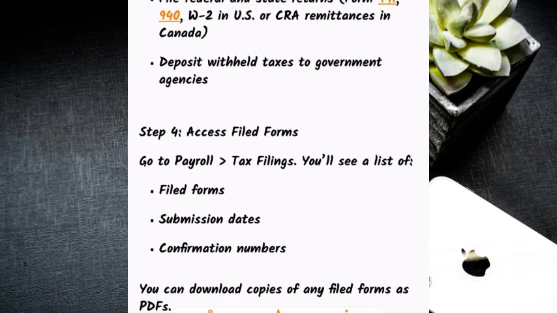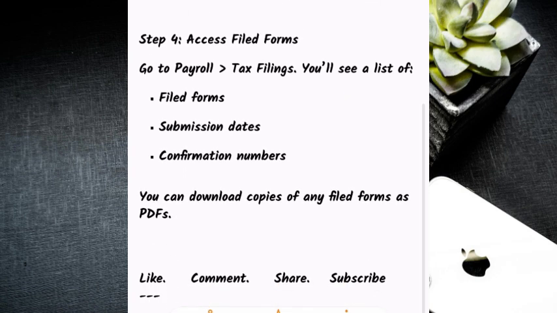Step 4, access filed forms. So to access filed forms, all you got to do is go to Payroll, and under Payroll you find tax filings. Here you're going to see a list of filed forms, submission dates, and confirmation numbers. You can download copies of any filed forms as a PDF.